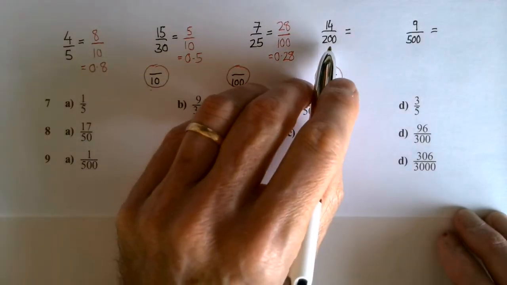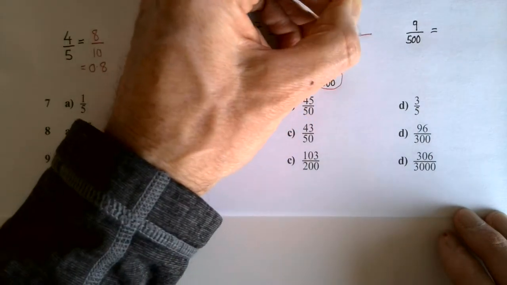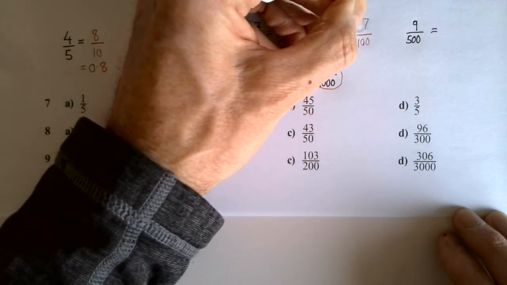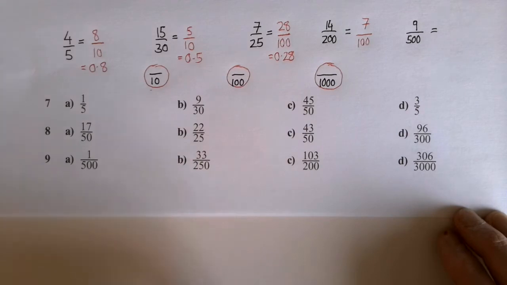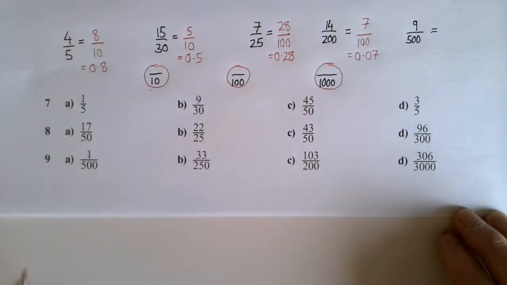Here I can also go for 100, even though it's bigger than 100, because I can divide it by 2, and therefore I need to divide the top by 2 as well. So that's 7/100, that's 0.07.